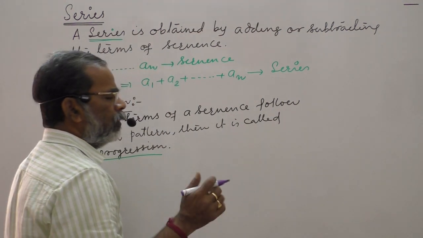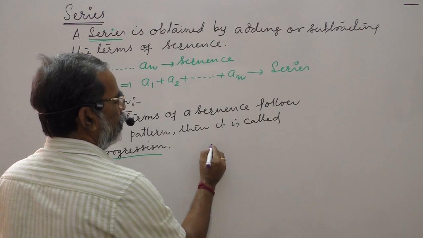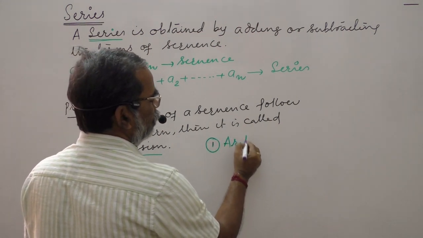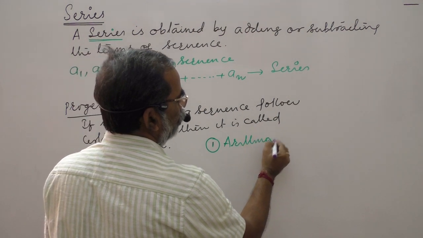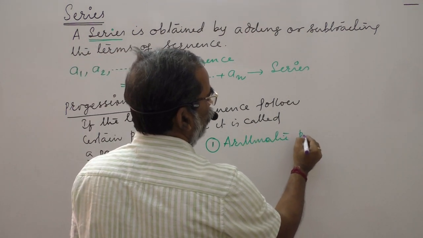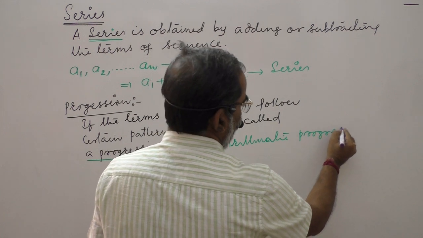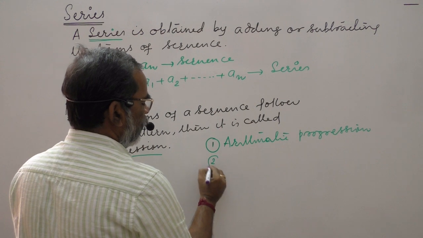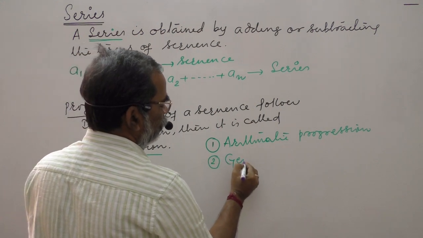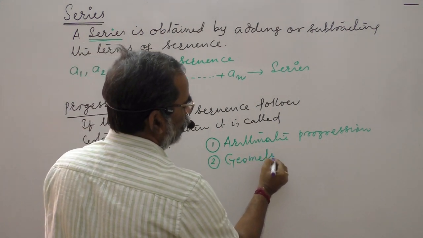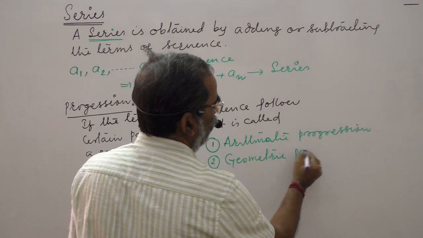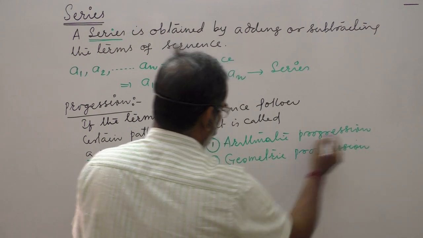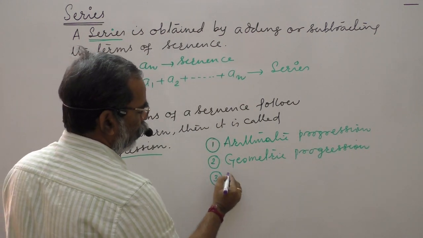There are mainly three common progressions. What are the common progressions? The first one is arithmetic progression. The second one is geometric progression. And the third one is harmonic progression.